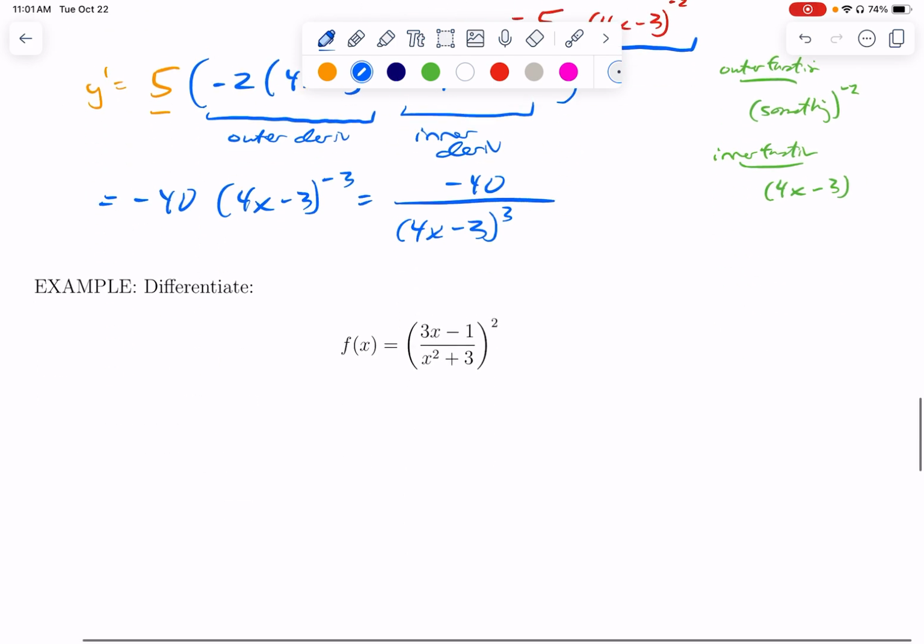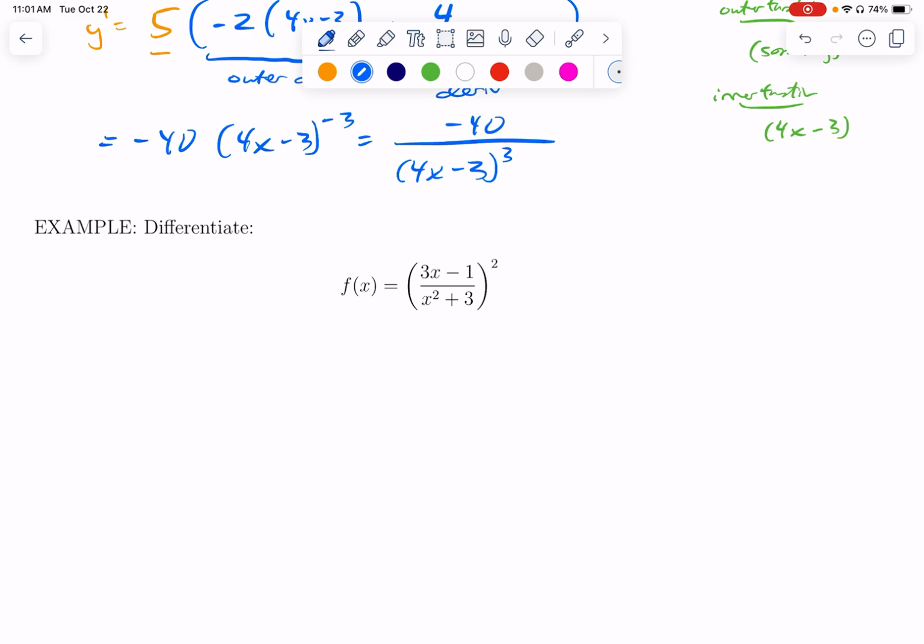Two more. Look at this one. What would be your outer function? What would be your inner function? My outer function is something squared, and my inner function is that whole fraction. Sometimes the inner function is not particularly simple. That whole thing is my inner function.